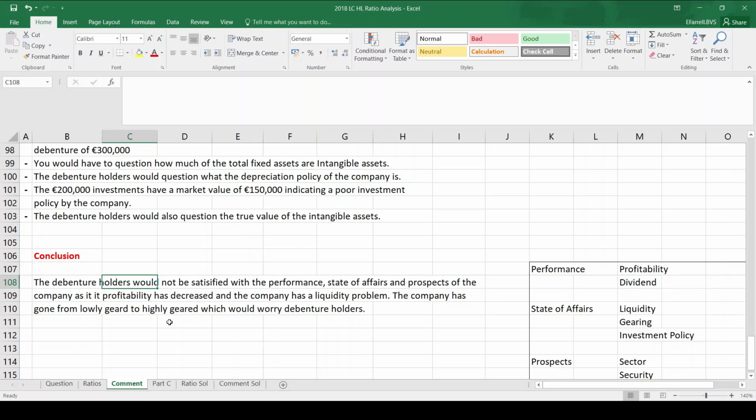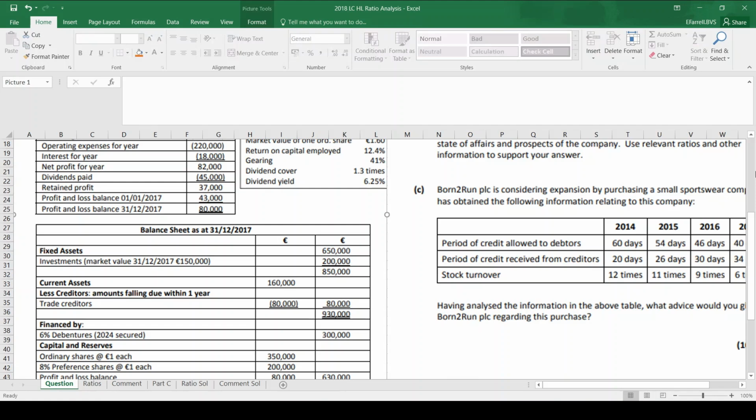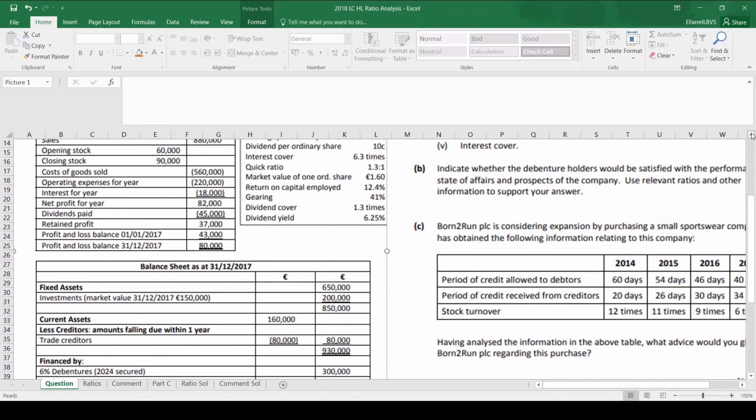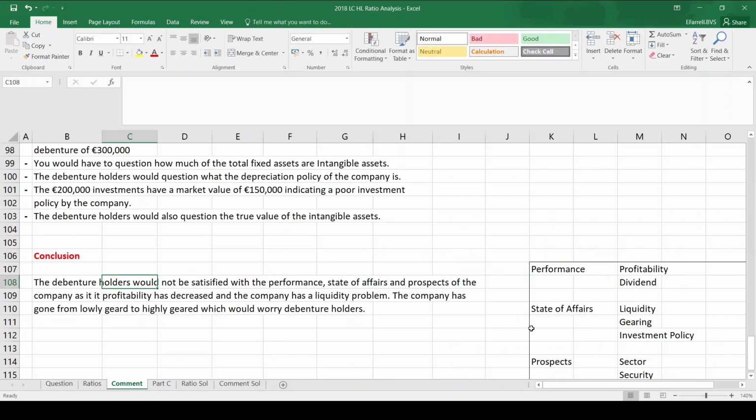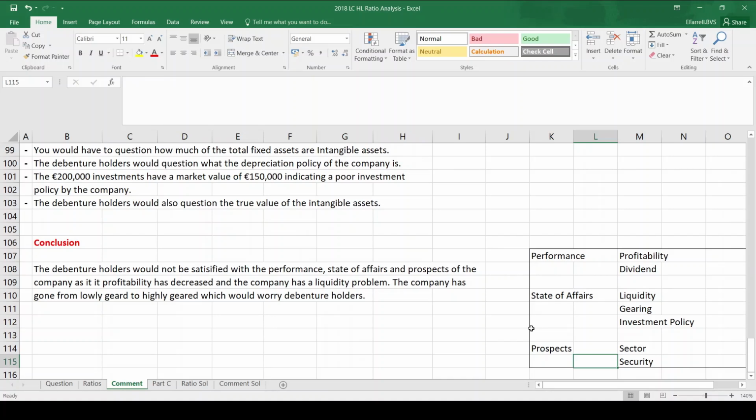So again, if they're having a liquidity issue, it's a big no-no. And that, along with the drop in profitability and going from lowly geared to highly geared, would worry the debenture holders. Now, sometimes when we get asked this question with the performance, state of affairs and prospects of the company, people would put profitability and dividend under performance. They might put liquidity, gearing and investment policy under state of affairs, and security and sector under prospects.